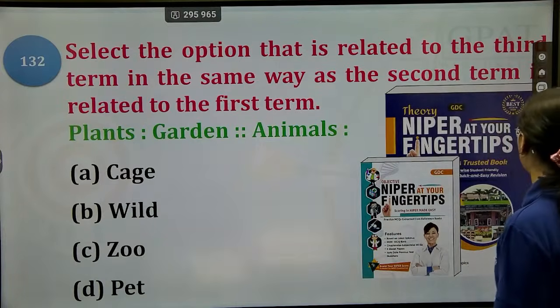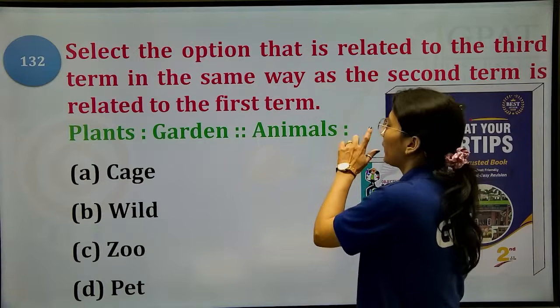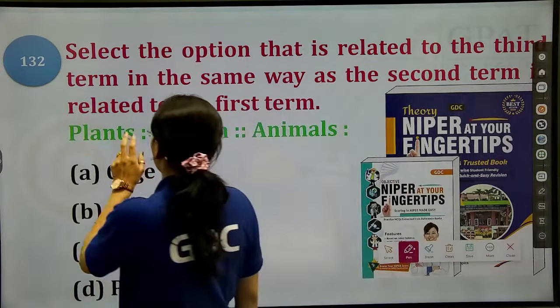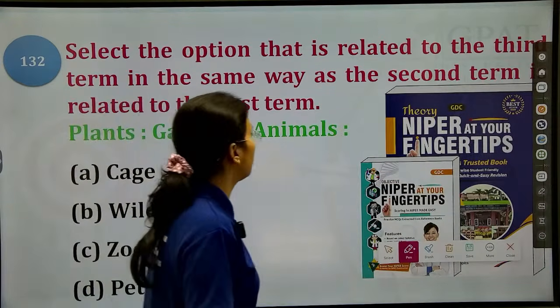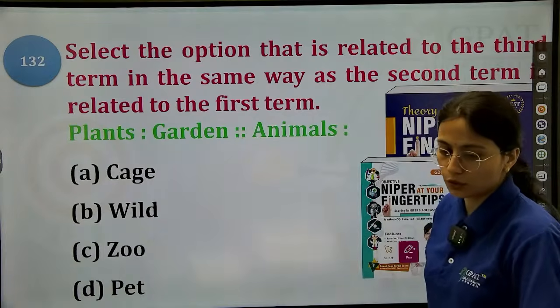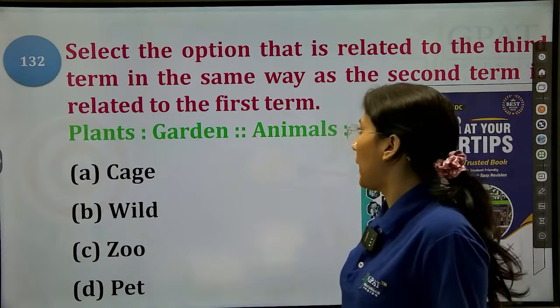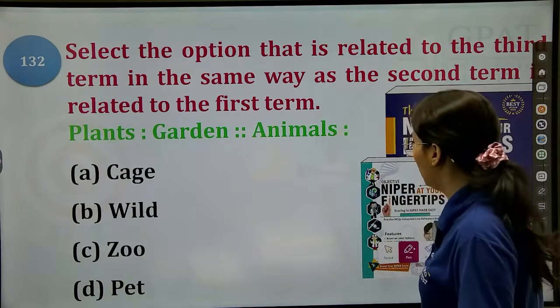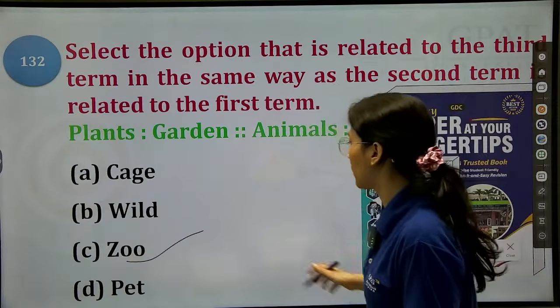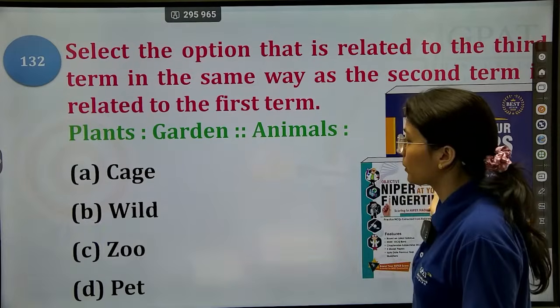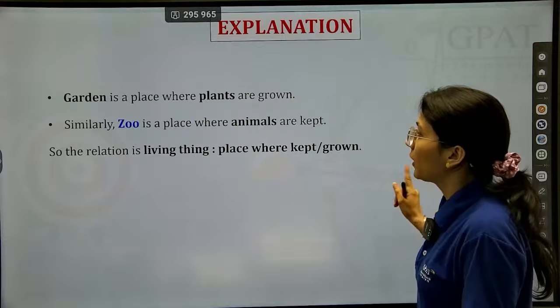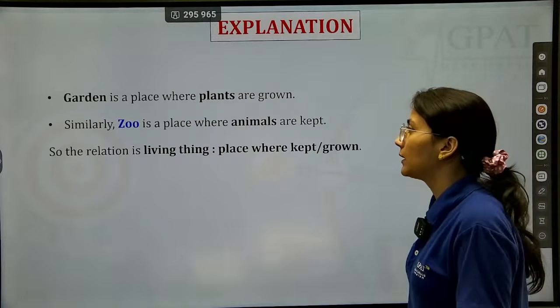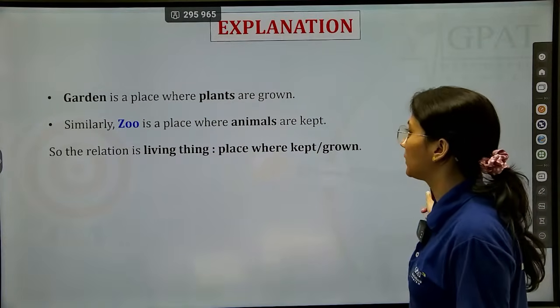So select the options. Okay, we have to choose the right one for the given words. Plants, garden, animals, where? Animal is in where? That is in zoo. If plants are in garden, so animals in option number C, that is zoo. So option number C is correct. Garden is a place where plants are grown. Similarly, zoo is a place where animals are kept.